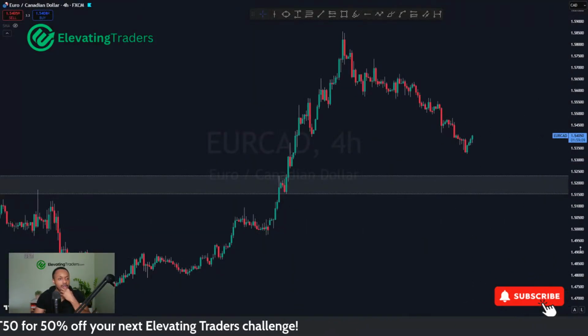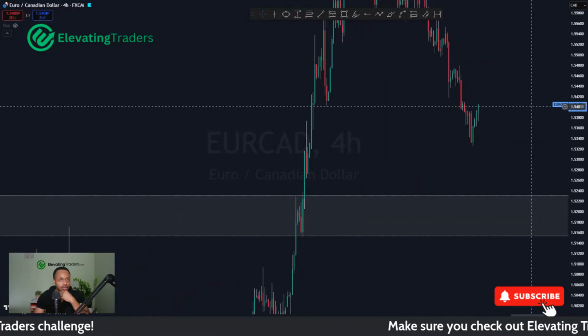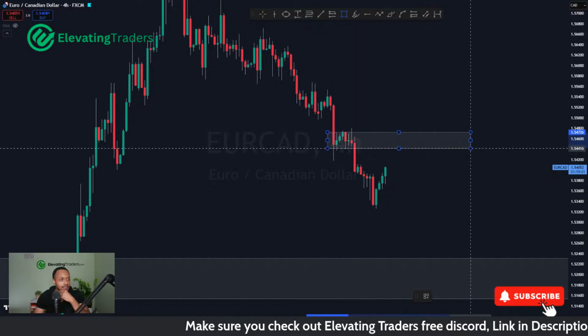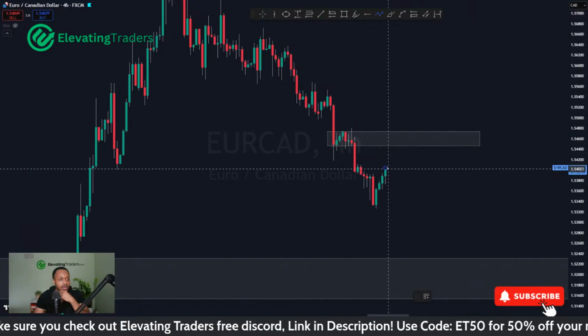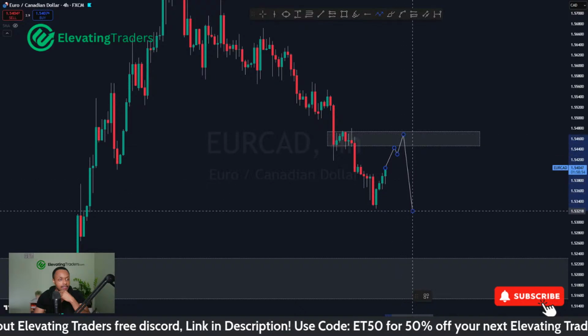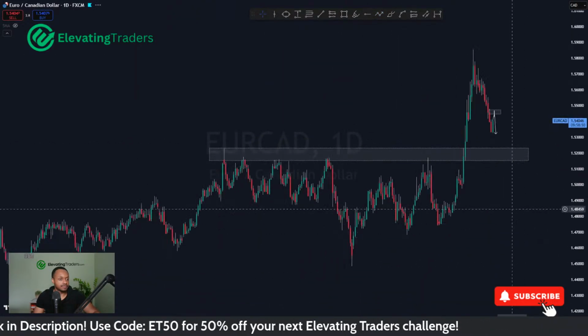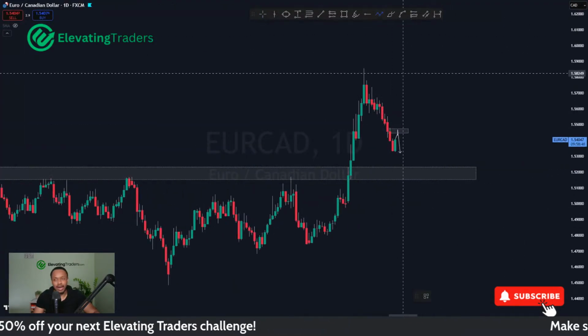EuroCAD's a bit more tricky because the pullbacks aren't as prominent, but I still do like the sells. There's a nice range over here. I think that's a nice place for a sell, especially if you can drop to like the 50-minute chart. I'm personally still waiting for the longs at these levels. I'm not looking to swing it back to the highs though.